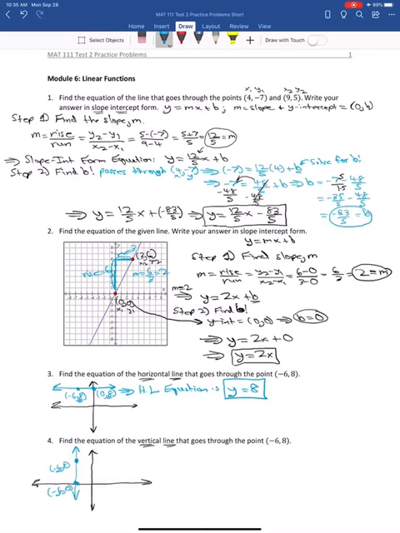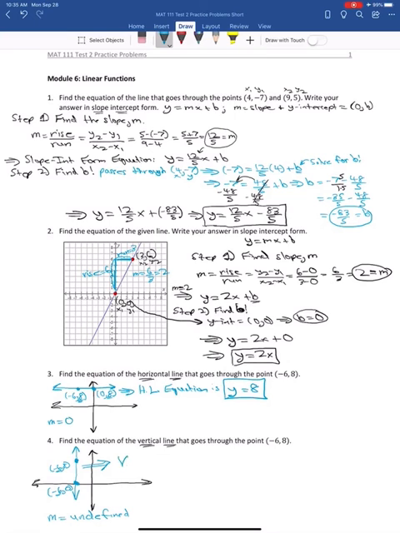X is constant, so we have no run factor, right? It's not going left and right, but we do have rise. With that said, I'll make a little note. We do know that m is undefined here. If you have no run factor, you're dividing by 0 in your slope definition. So you can't divide by 0, undefined slope. Back up here, we'll make note in our last example, horizontal line equations, slope 0. So a little review there.